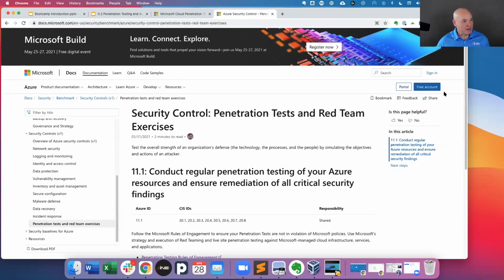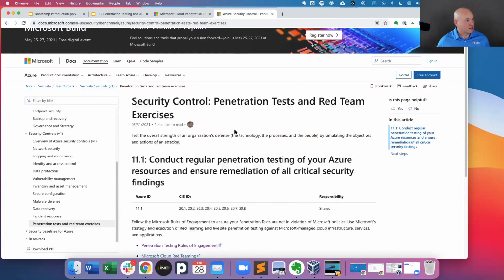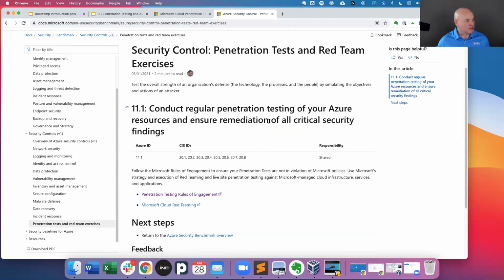So here is some information, and you can go to this Microsoft link, security control penetration test, red team exercises.